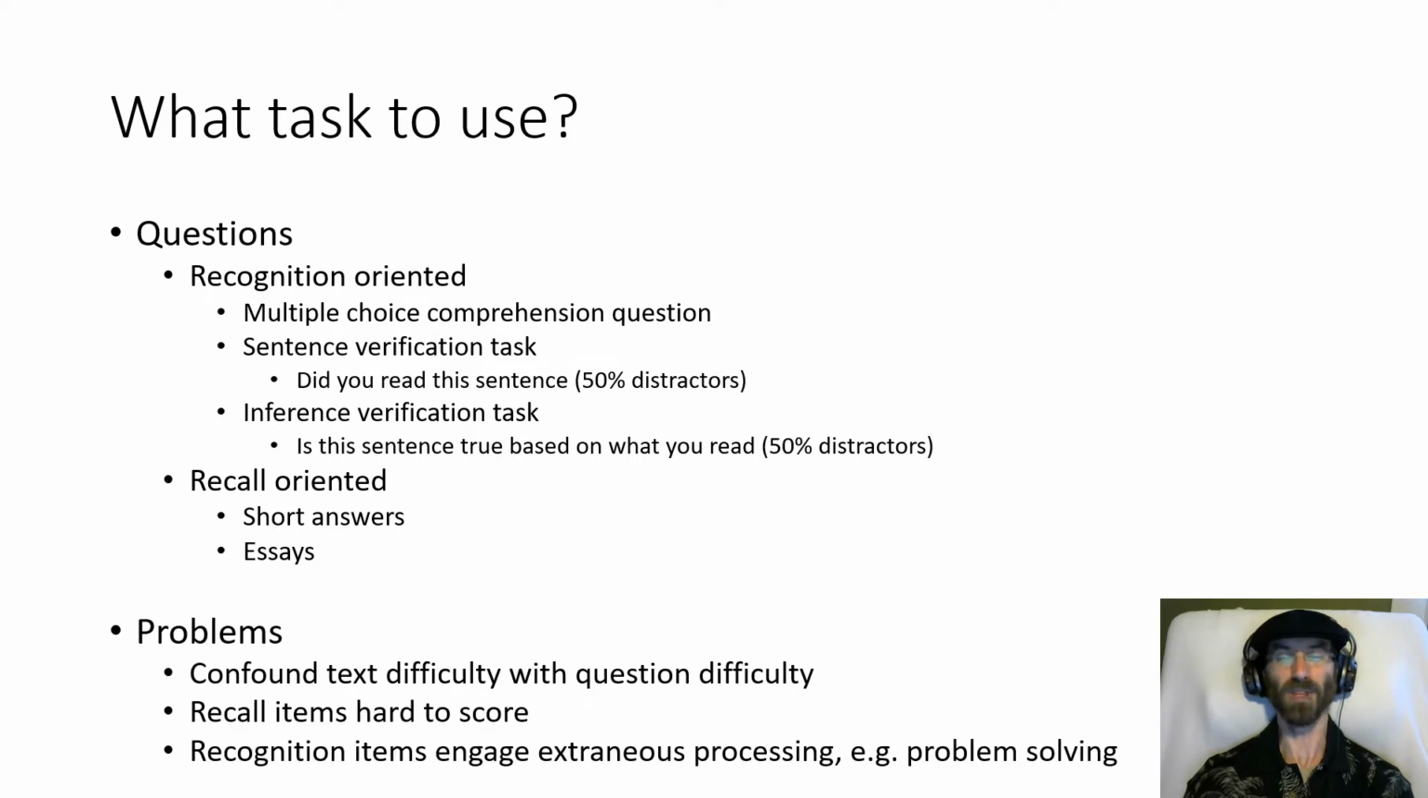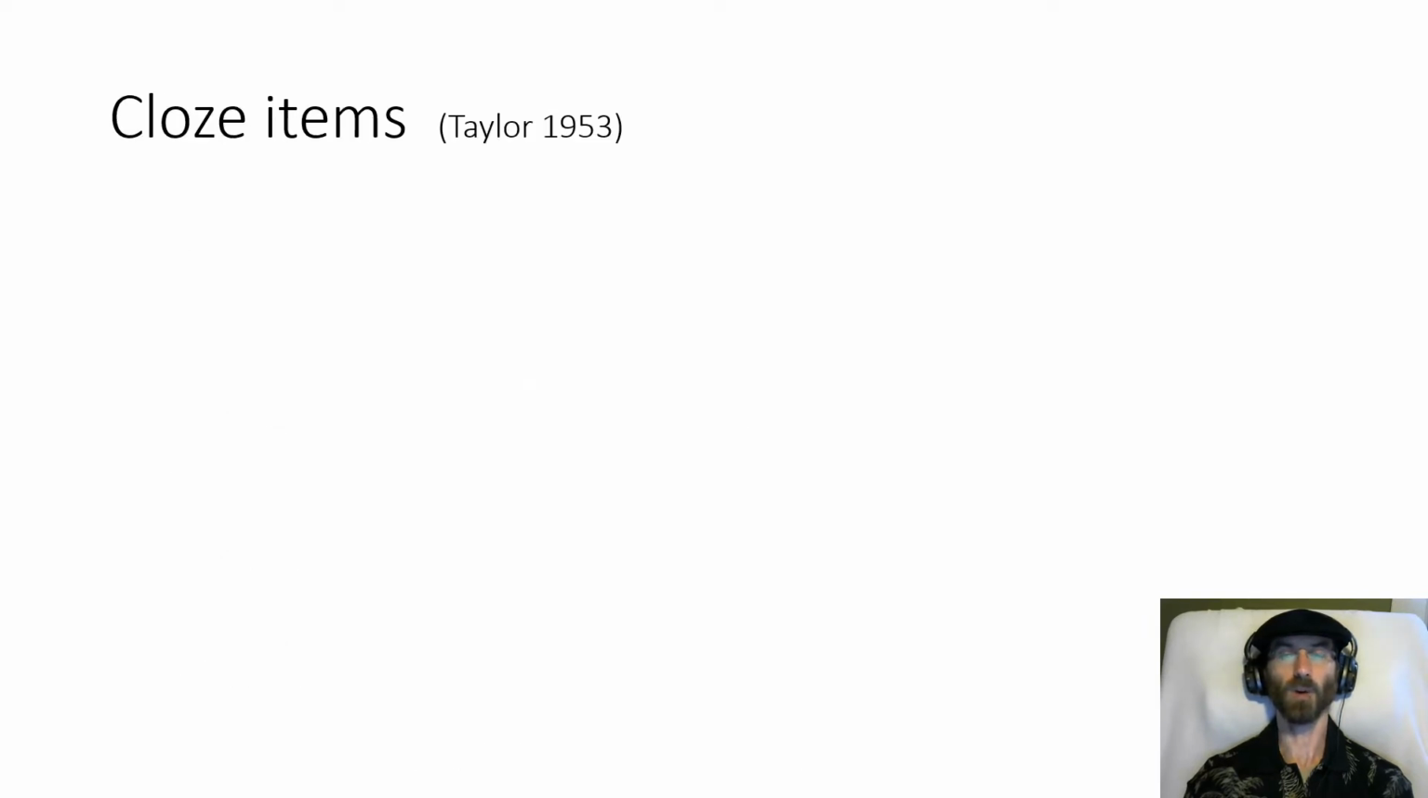The problems with these are that they confound text difficulty with question difficulty. Especially the recognition ones confound, they engage lots of additional extraneous processing. And then the recall items are additionally hard to score. So closed items are a way of addressing these problems.